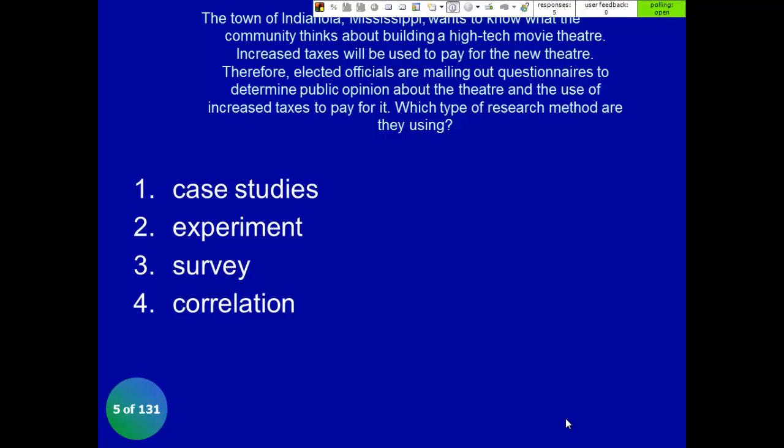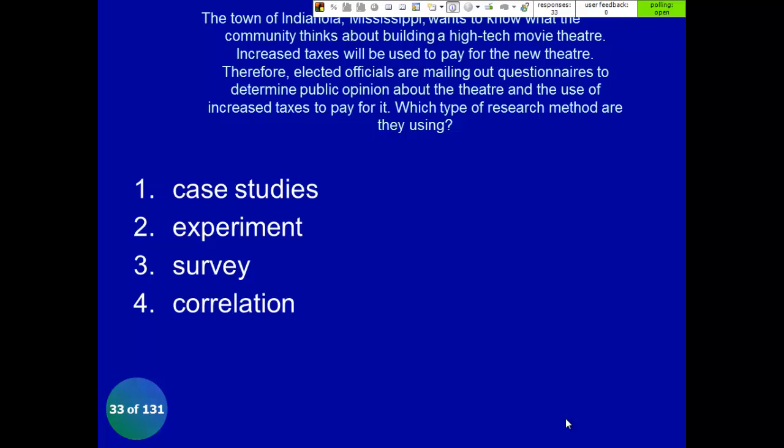So application questions present you with a situation, then you're going to apply the information to the situation. So is it a case study, an experiment, a survey, or correlation? What's the key term in that to get your answer? In all of that verbiage, what's the key term? Questionnaire. Good, right. So you look at the word questionnaire and then you say, what type of research is done with a questionnaire? Now, I didn't necessarily use that term, though, right?